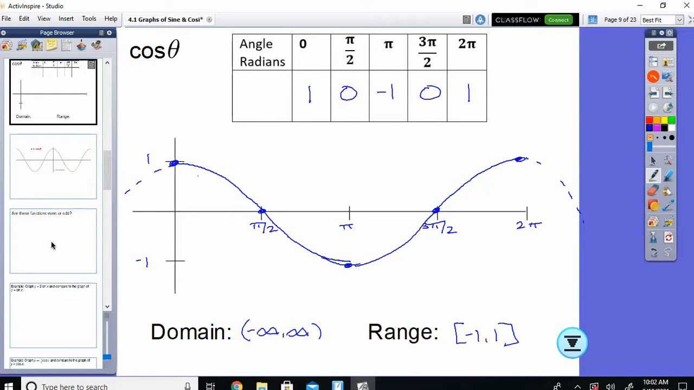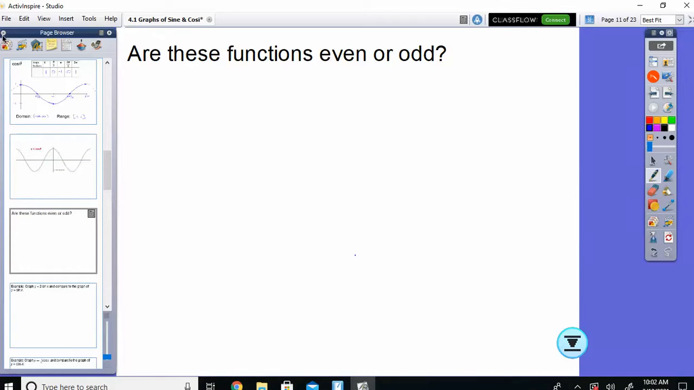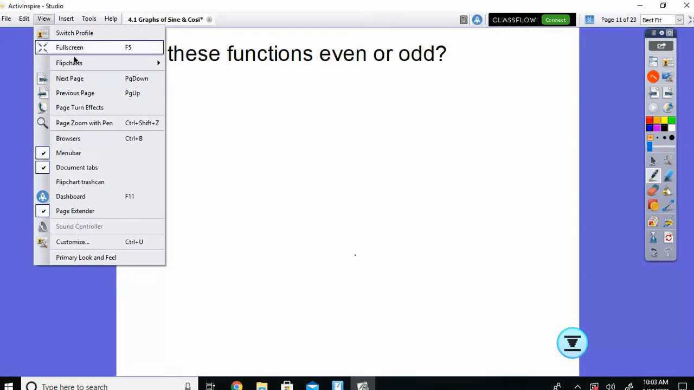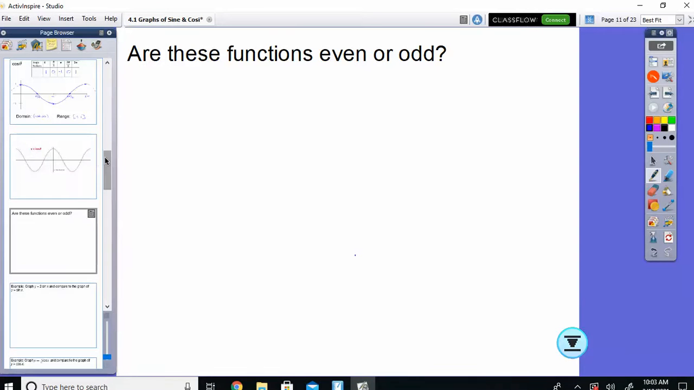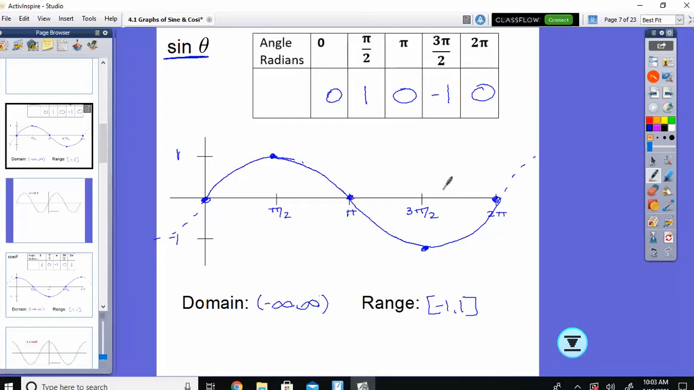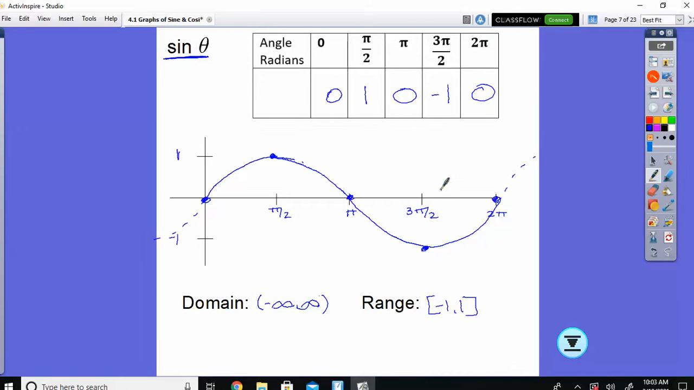So I have a question. Are these functions even or odd? Okay, so this has to do with even and odd, which we did back in algebra. Even means symmetric to the y-axis. Odd is symmetric to the origin.